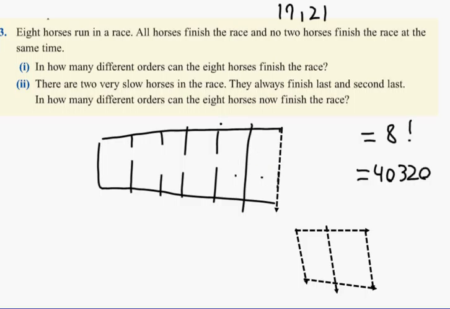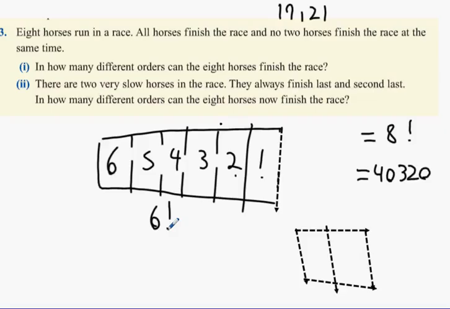Okay, so what we have here is how many horses are eligible to come first? 6. Because you're told that 2 of them always come last and second last. How many are eligible for second? 5, 4, 3, 2 and 1. That is 6 factorial. Do you remember the fundamental principle of counting? How many ways can you do one thing multiplied by how many ways you can do the other? That's how many ways positions 1 to 6 can be determined.